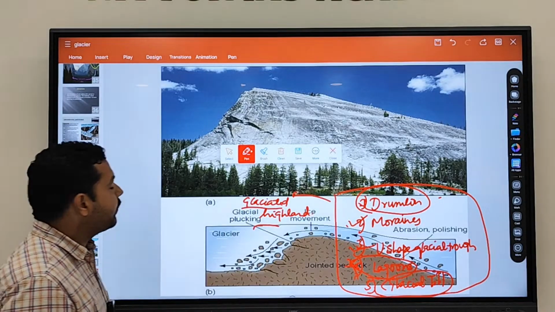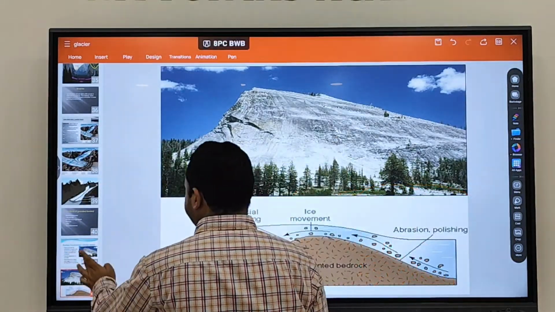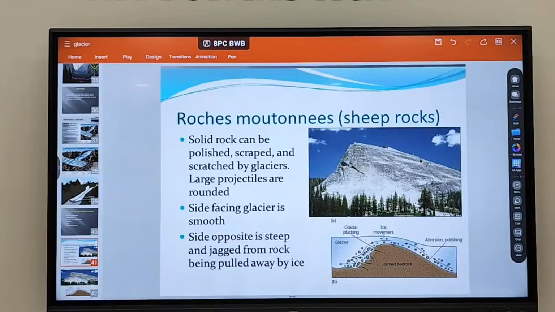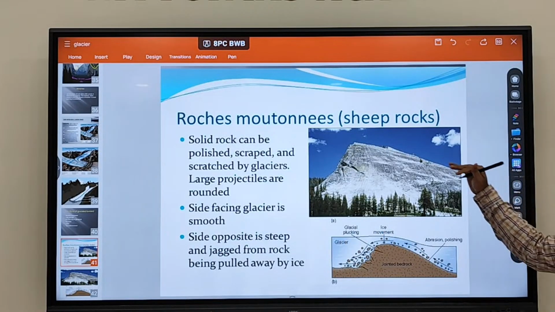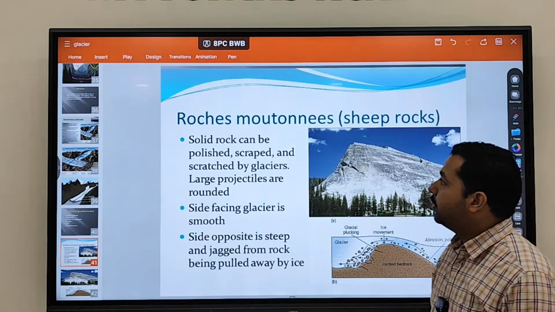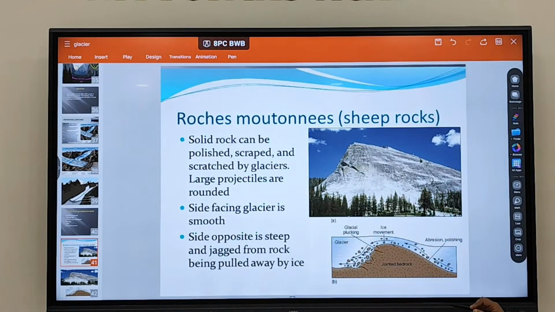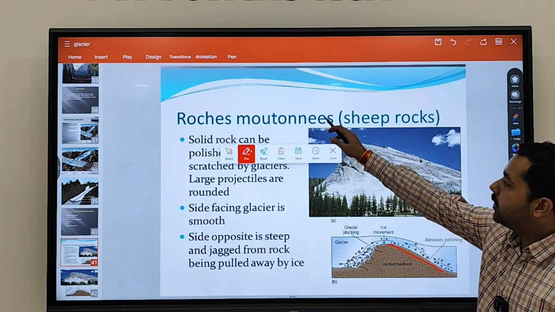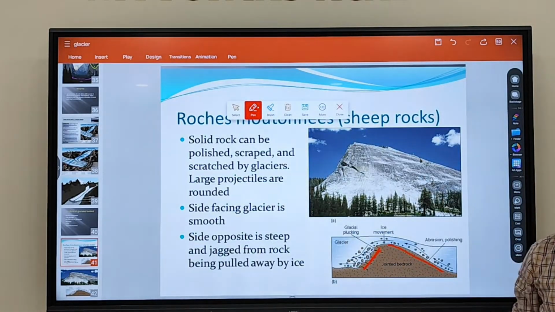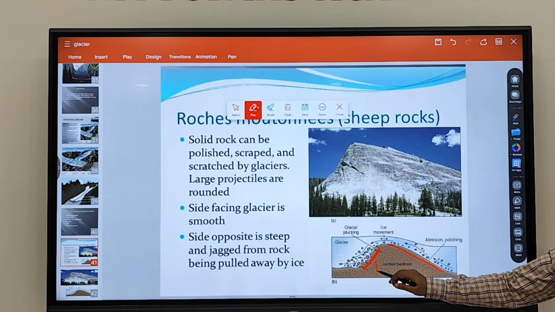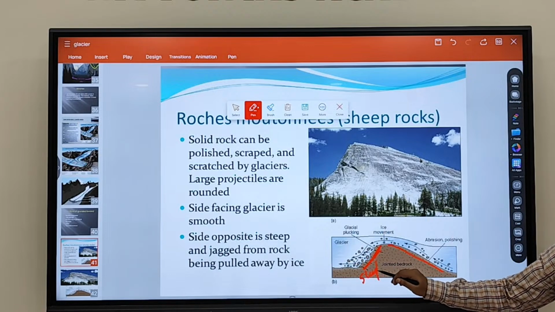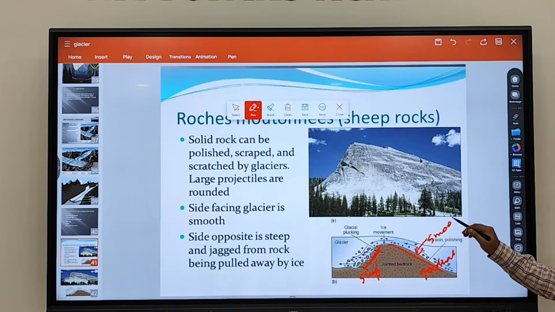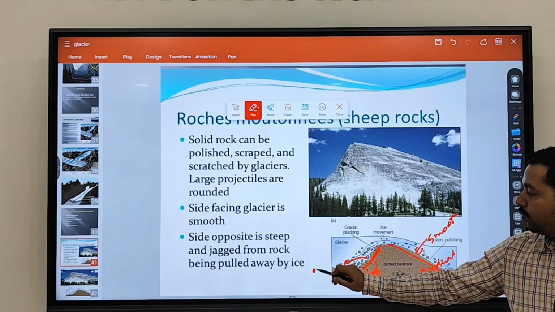So the first thing that you are finding at the lowland is Roche Mountain. It is also referred to as which type of rock? Sheep rock. Okay, this is also referred to as a sheep rock. Clear? So when the glacier is moving, you'll find one side will have a very smooth slope, and on the other side you'll find nothing but abraded slopes. It will be a steep slope on one side, a gradual slope on the other, which is smooth, while here it will be nothing but more rough.